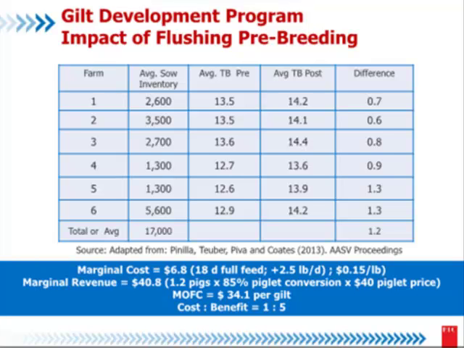Now, ultimately, that's only a positive if there's an economic return associated with it, not just a biological bump in performance. And when we look at that with 18 days of full feed, eating roughly 2.5 additional pounds of feed per day, we still see a margin over feed cost of approximately $34 per gilt, with exposing those animals to greater amounts of feed leading up to the time of breeding.